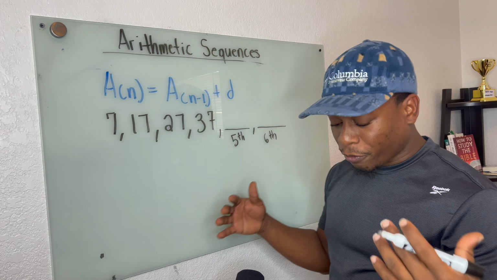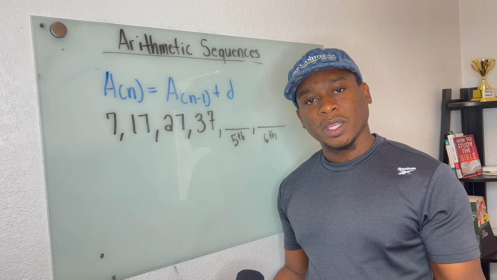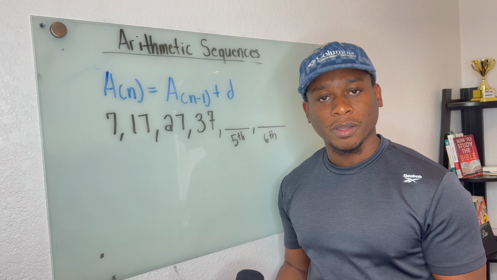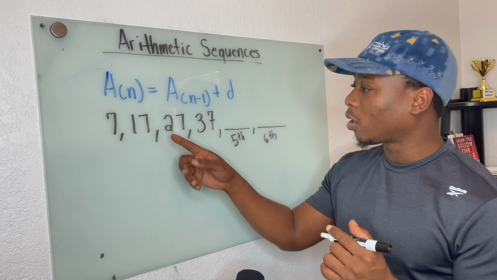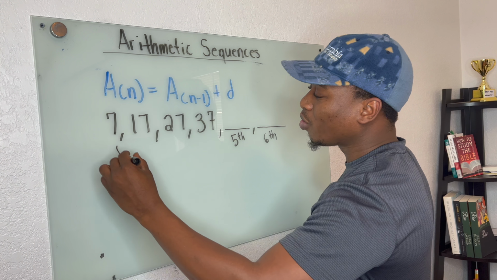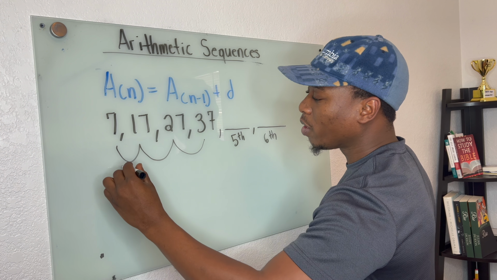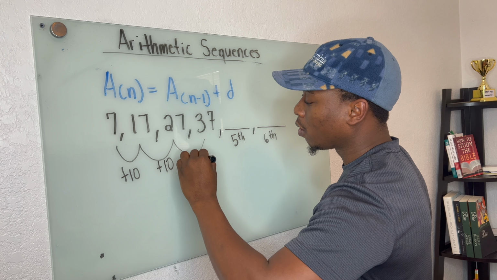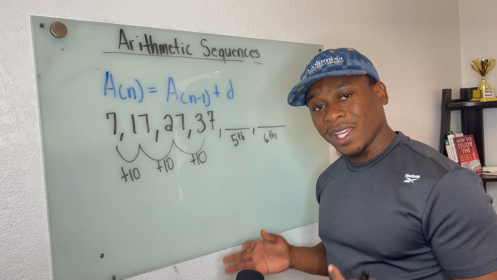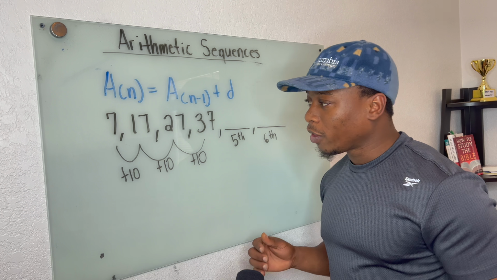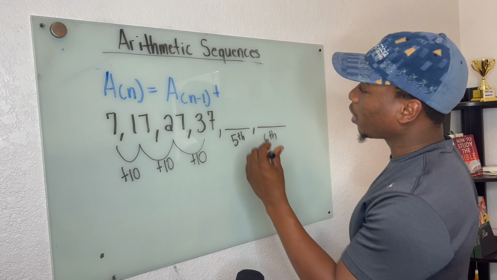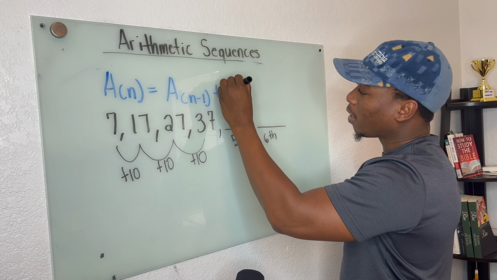The first thing we have to understand is that we have to know the common difference before we start substituting anything. So we look at the common difference, and we notice that the common difference between each of these terms is 10. So I know it is a sequence. Now that I know it's a sequence, let's go ahead and use this formula. Let's replace d with 10.